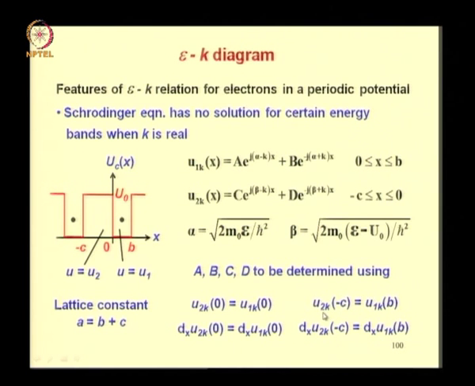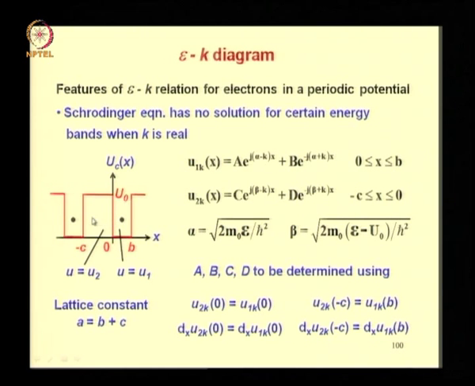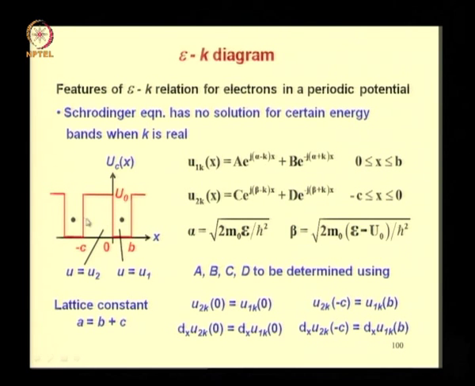That is why this condition is formulated: u2 at minus c, that is here, is equal to u1 at x equal to b. So value at this end here should be the same as value at this end. Similarly for the derivatives, the derivatives should also be the same at these two points. So we substitute these boundary conditions in this equation to get A, B, C and D.